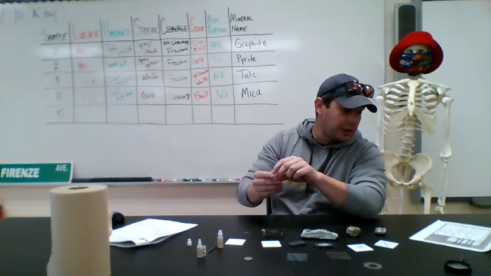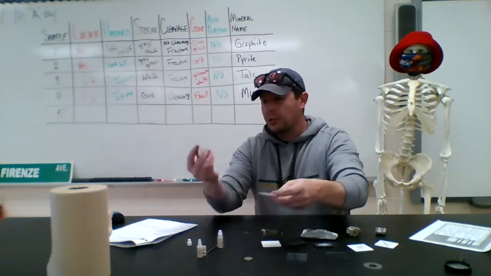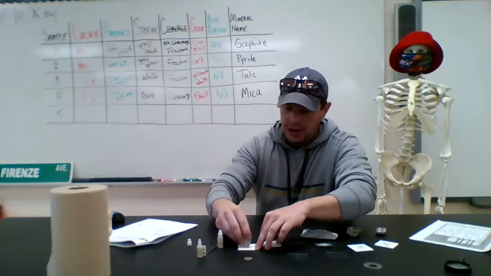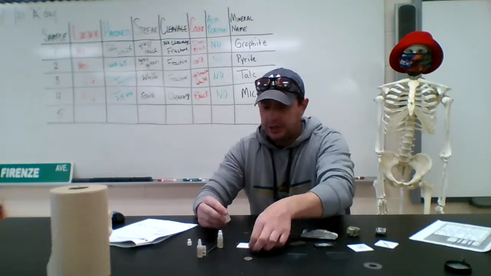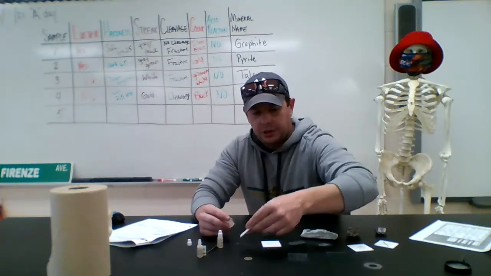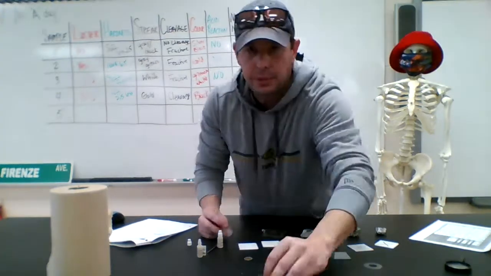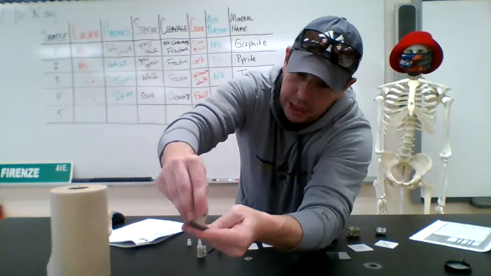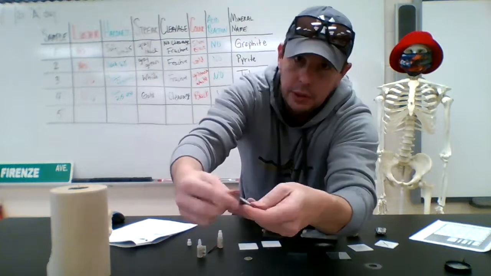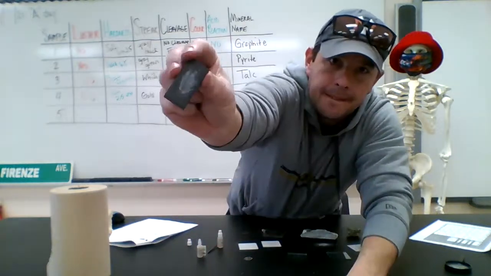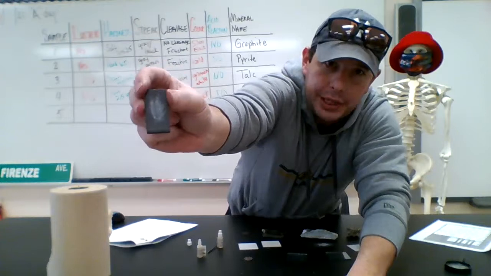Okay, what is the streak color? All right, so this is white. So it'd be kind of hard if I draw it on here to be able to see anything. All right, so we're going to go back to our black streak plate here. Okay, black streak plate. I'm going to come on here. I'm going to scrape. And what do we see? All right, it's white. We've got a white streak.